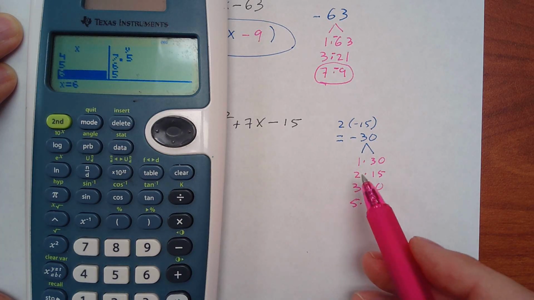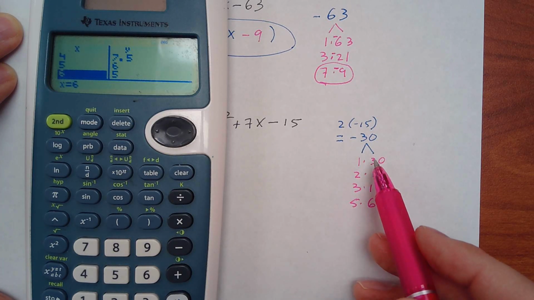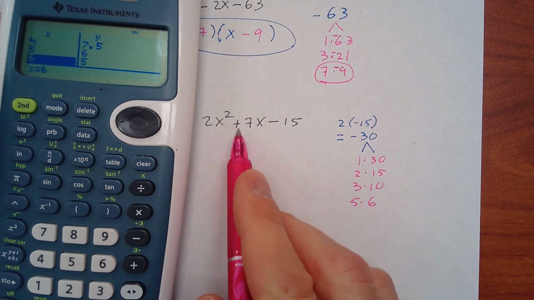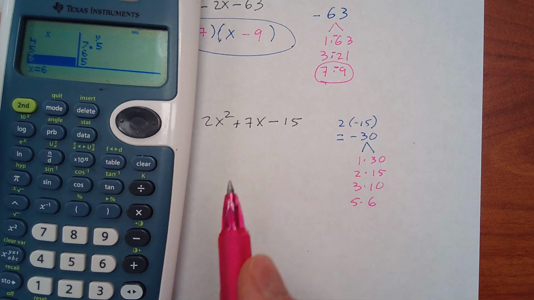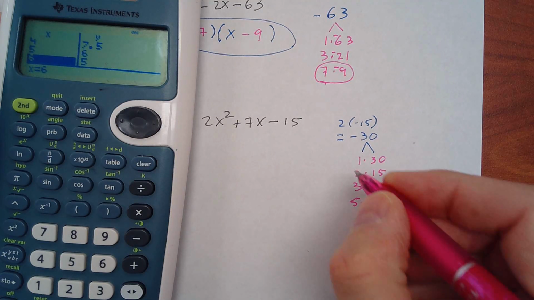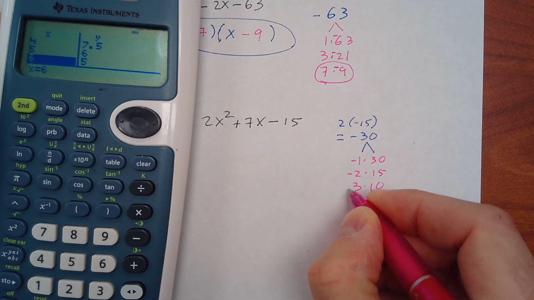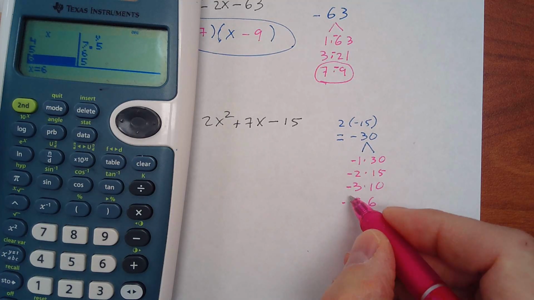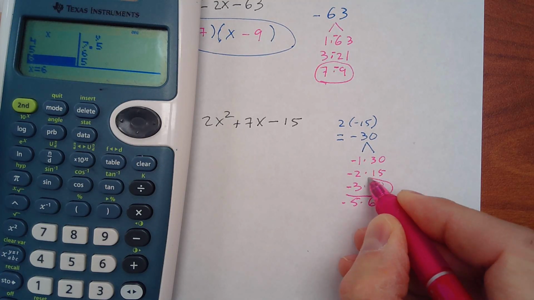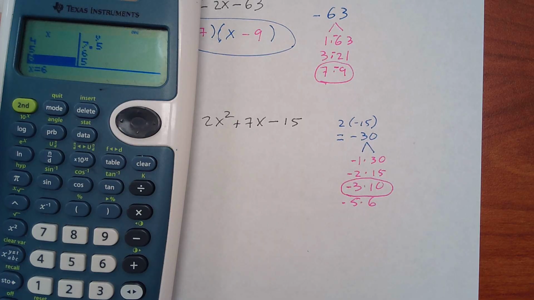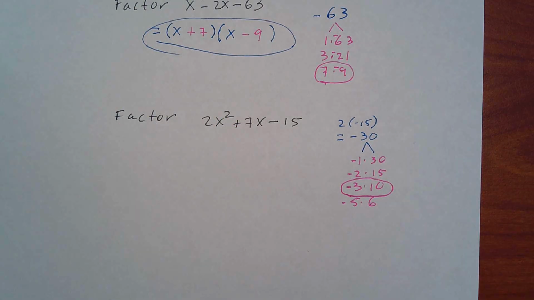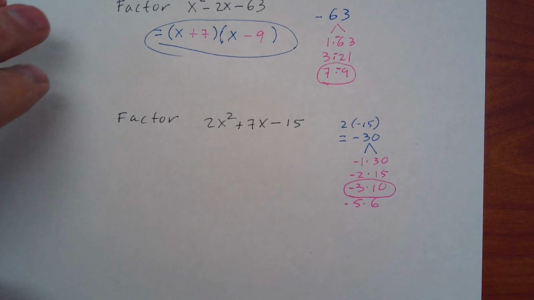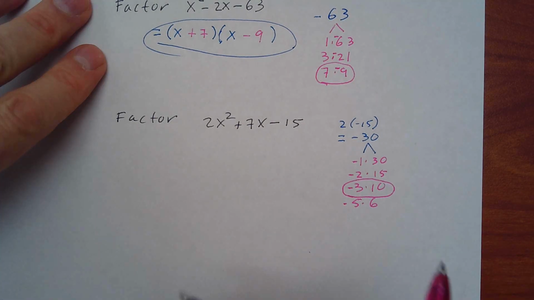So this was negative 30, so I need one of the numbers to be negative. This was a positive 7x, so the larger number needs to be positive. So this is the combination I want, negative 3 and 10. I cannot just write down the answer here because the coefficient of my square term is not 1. I'm going to have to do my factor by grouping.